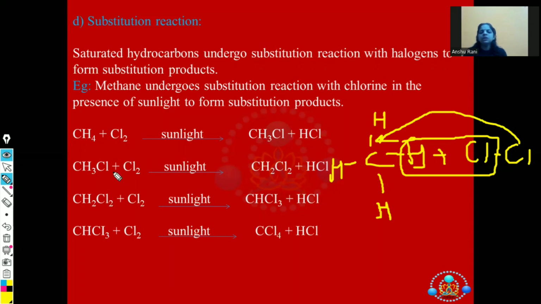Similarly, CH3Cl will react with chlorine. It will give you CH2Cl2 plus HCl. This is chloromethane, dichloromethane, trichloromethane, tetrachloromethane. Trichloromethane is also called chloroform, and CCl4 is known as carbon tetrachloride. Chloroform is used as anesthesia to make people unconscious. And CCl4 is used as an organic solvent to dissolve organic compounds which are not soluble in water.